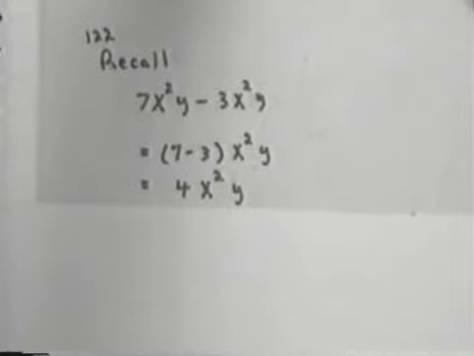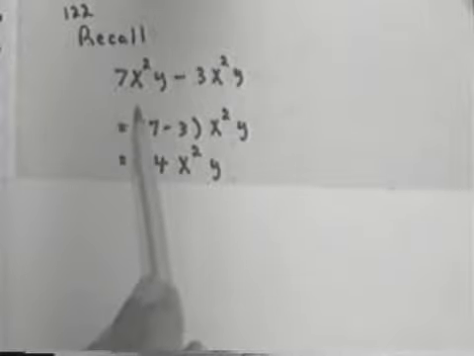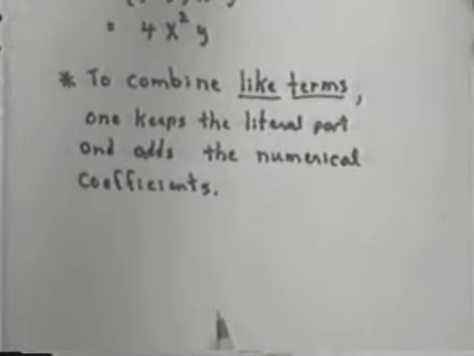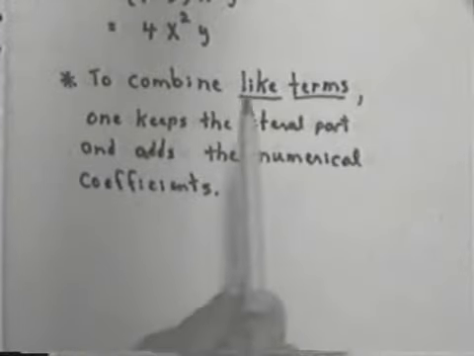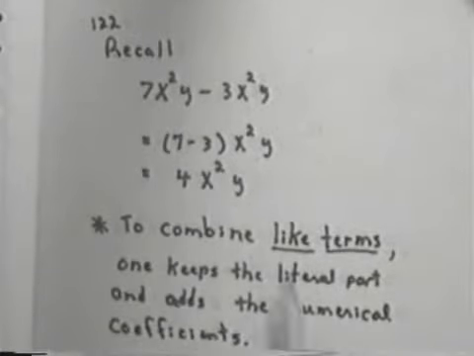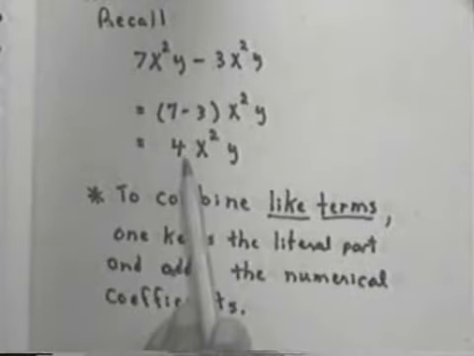Now in order to do that problem, you do not go through all those steps. What you would do is simply subtract the coefficients and keep the literal part. You would say 7 minus 3 is 4. The answer then would be 4x squared y. In fact, I'm going to put on the screen the same rule that you had earlier. To combine like terms, one keeps the literal part and adds the numerical coefficients. So notice the literal part is x squared y. You just keep the literal part and you add or subtract the numerical coefficients. 7 plus a negative 3 is 4.